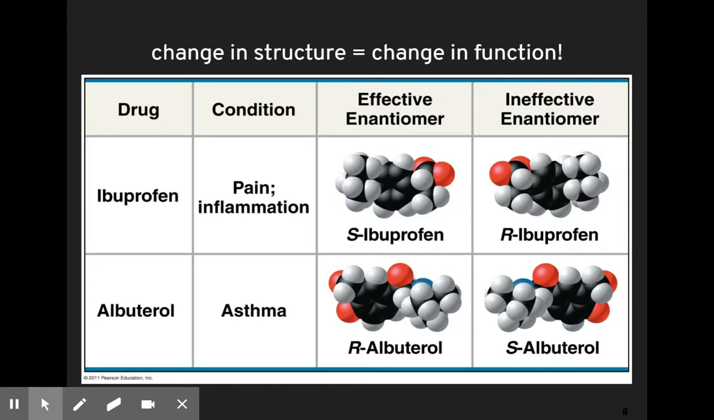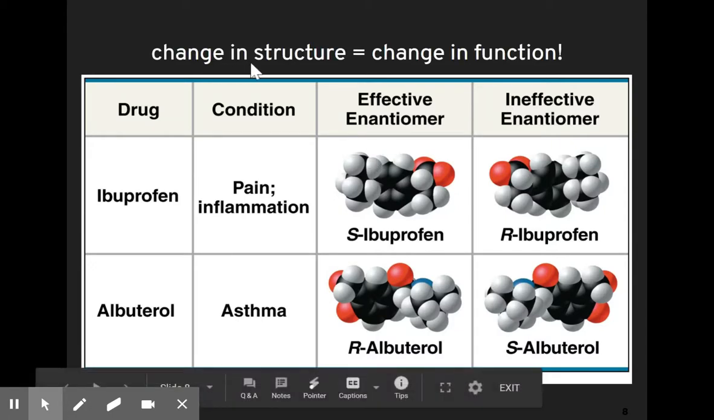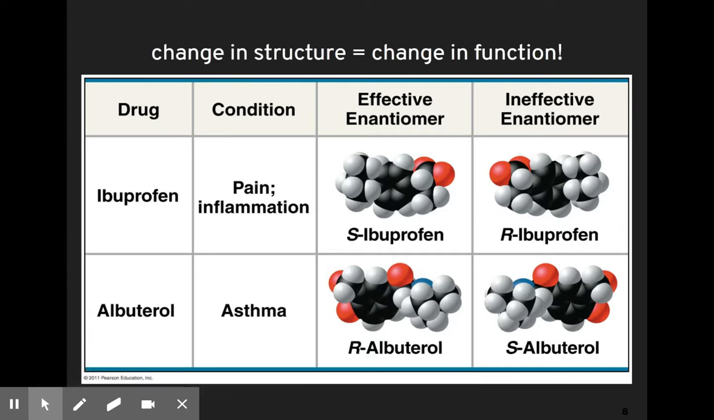So again, driving home, I'm going to say this a billion times. I'll say it now, I'll say it again and again the rest of the year. You change the structure, you're going to get a change in function. The key concept in AP biology.